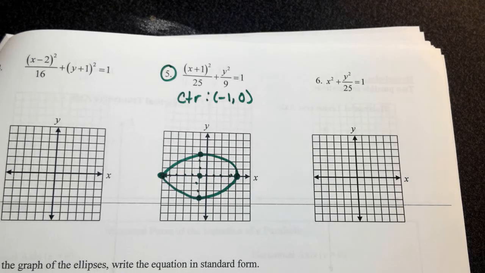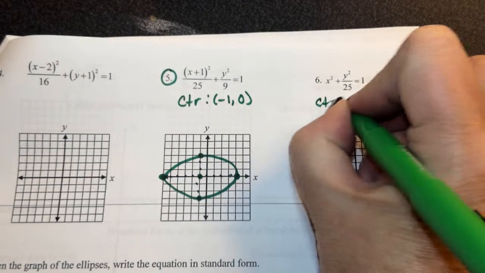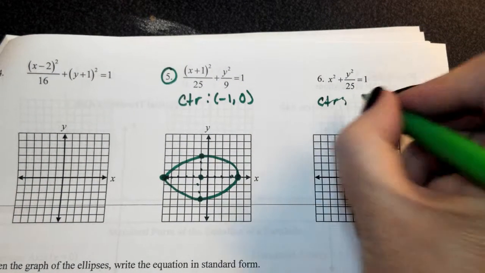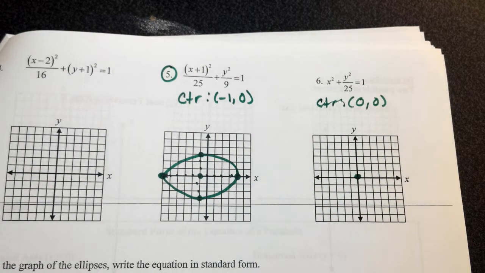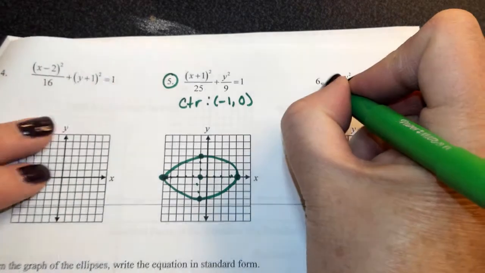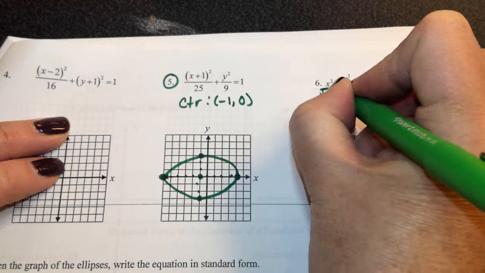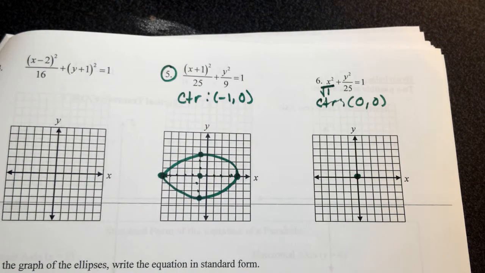Take a look at number 6. So what's the center in number 6? The center is going to be 0, 0. Now my question to you is this. There is no denominator written for x squared. What is the value of that denominator, even though it's not written? 1. So don't forget, you still have to find that horizontal radius exactly the same way.